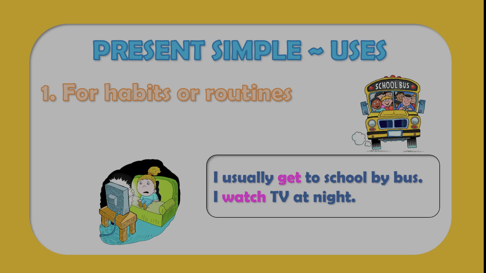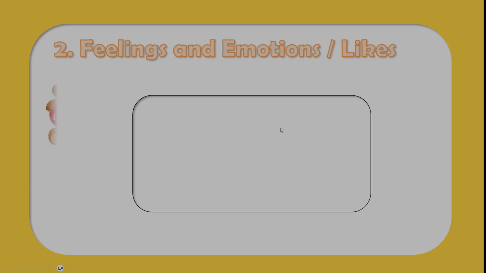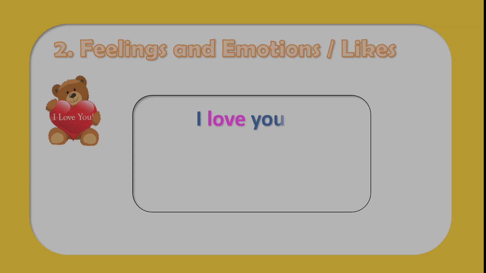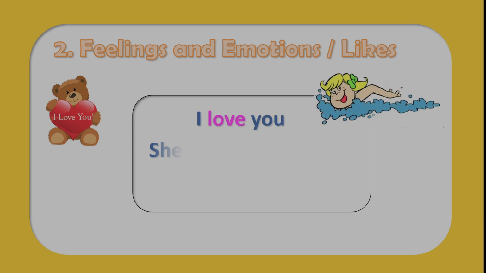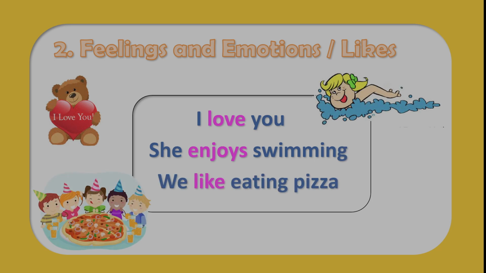So on your screen you have two sentences. Number one, I usually get to school by bus, or I watch TV at night. Number two, we also use the present simple for showing our feelings and emotions. So we can use words such as like, enjoy, love, to express what we feel.